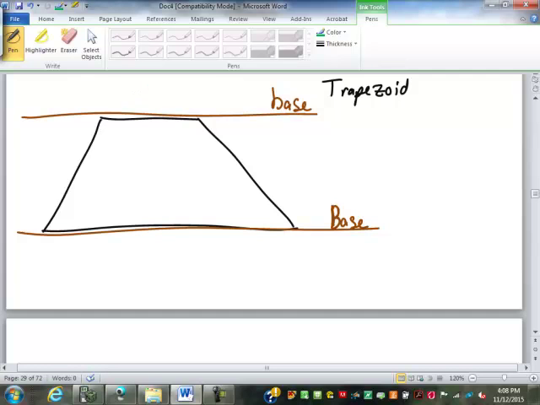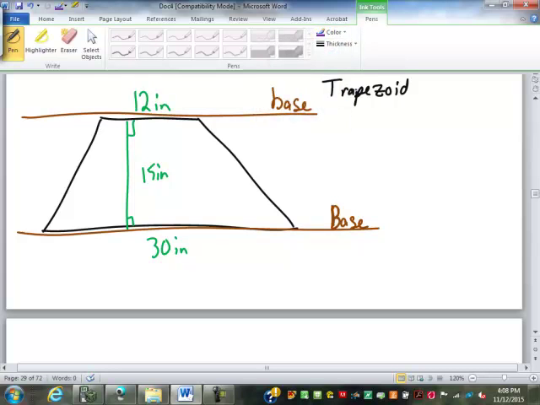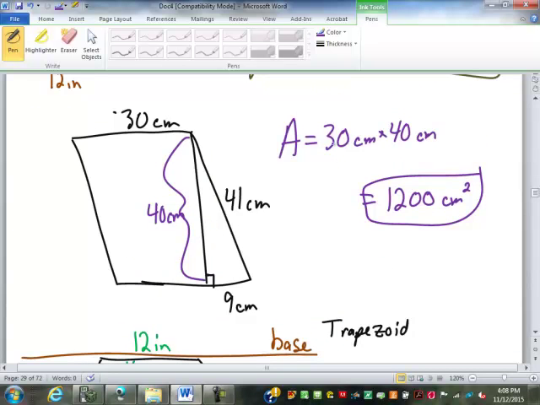Let's say that this trapezoid here is 12 inches on top. Let's say it's 15 inches between the bases. And let's say the bottom here is 30 inches. We know how to find the area of a rectangle. And we know how to find the area of a parallelogram now. One of the reasons this parallelogram works is because I can take this triangle right here, I can cut it off, and I can move it over here. Now what do I have?